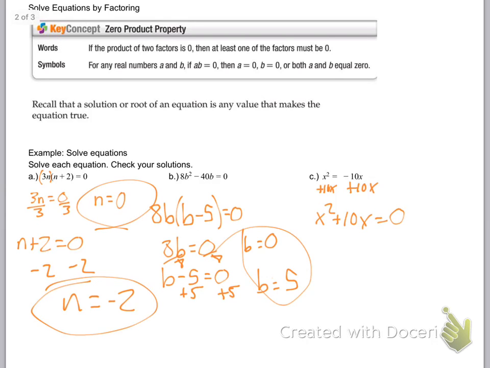And now I just factor it. What's common? So x, what's left over if I divide that by x? Plus 10. So x equals 0. That's an obvious choice. And then x plus 10 equals 0, or x equals negative 10. And of course, you just check them. Left-hand side equals right-hand side.